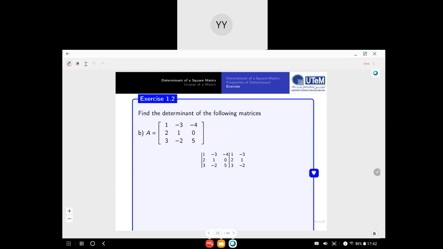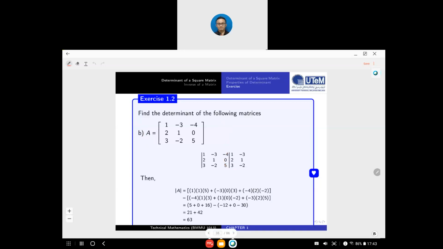This one, you add another 2 columns. So you can get 63. Good. Multiply the diagonals like that, minus, and then add the multiplied diagonals like this. So you can get 63.